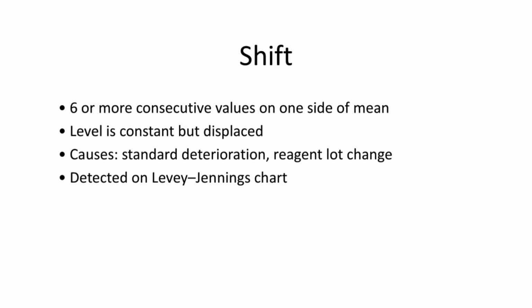Next is a shift. A shift happens when 6 or more consecutive daily values fall consistently on one side of the mean value line, while maintaining a relatively constant level. A shift may be caused by deterioration of a standard or a change in reagent lot. Like trends, shifts are also detected by visually inspecting a Levy-Jennings chart.